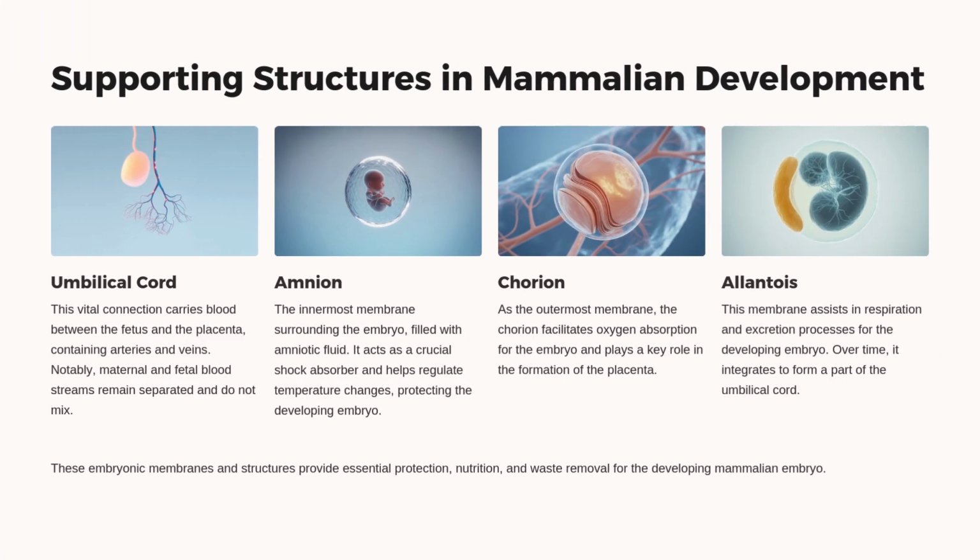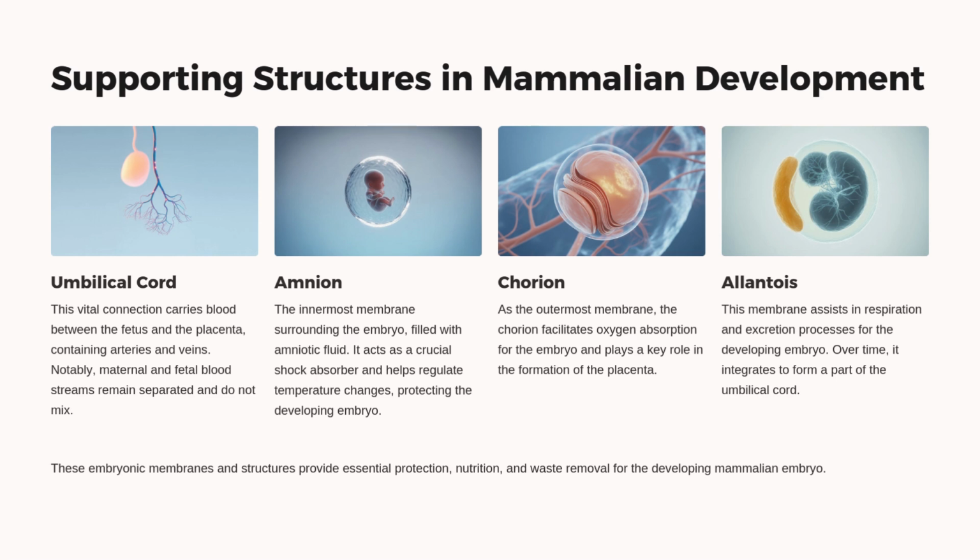Supporting structures in mammalian development. Umbilical cord. This vital connection carries blood between the fetus and the placenta, containing arteries and veins. Notably, maternal and fetal bloodstreams remain separated and do not mix. Amnion. The innermost membrane surrounding the embryo, filled with amniotic fluid. It acts as a crucial shock absorber and helps regulate temperature changes, protecting the developing embryo.